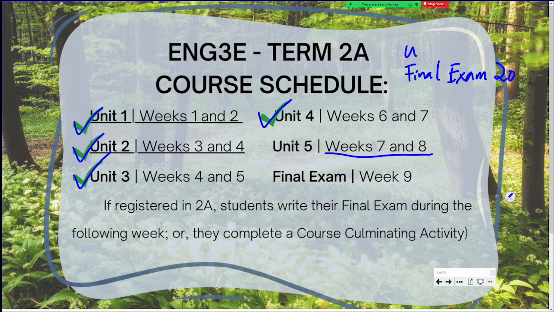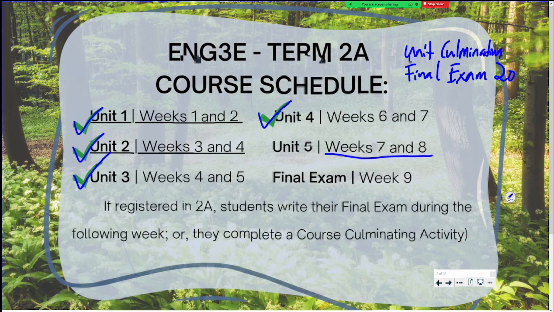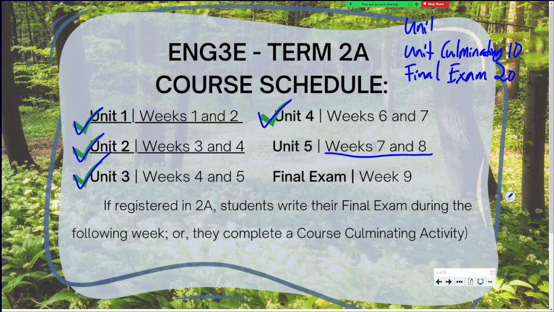And Unit 5's culminating activity is worth 10%. So of all the culminating activities, this one is worth the most, right? And then all of your other combined unit work is the other 70. So 70 plus 10 is 80. 80 plus 20 gives us a total of 100.